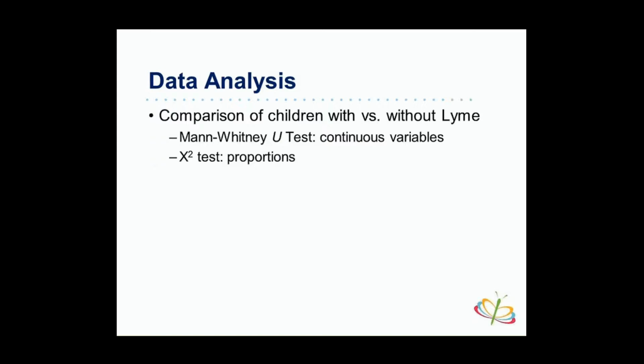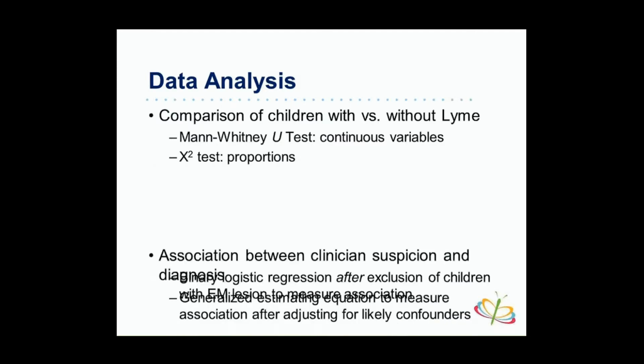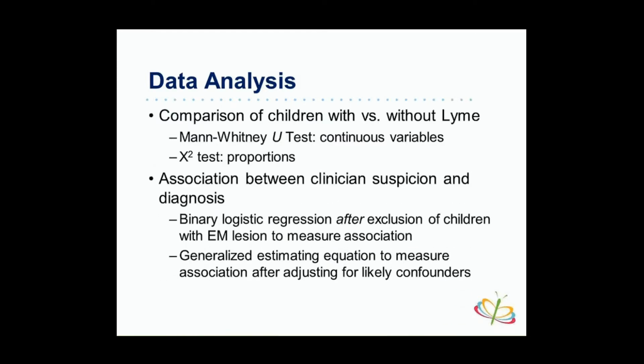So next, they examined the association between clinical suspicion and diagnosis. So a binary logistic regression was used to measure this association. However, children with an EM lesion were excluded as the diagnosis is more or less confirmed with that finding present on exam. They also used a generalized estimating equation to actually measure the association between clinical suspicion and diagnosis after adjusting for confounders.